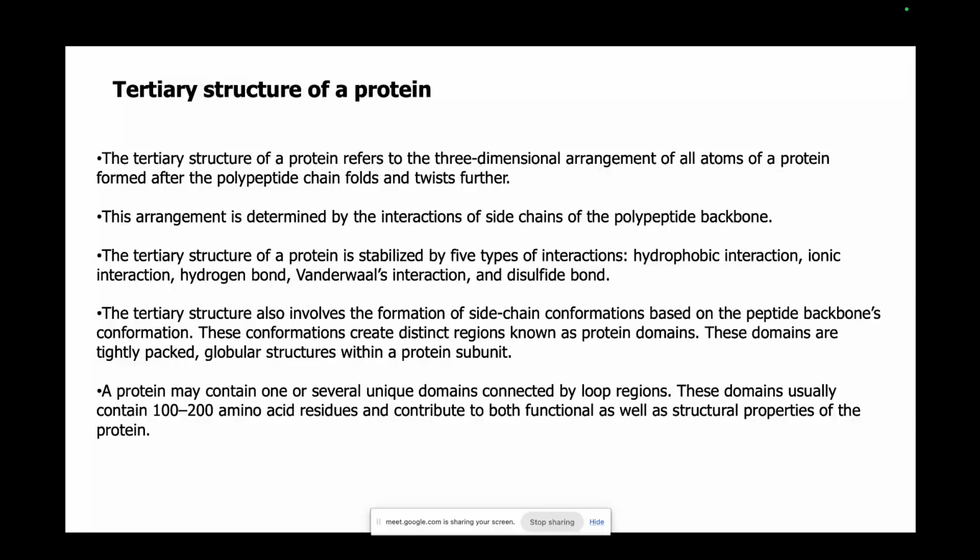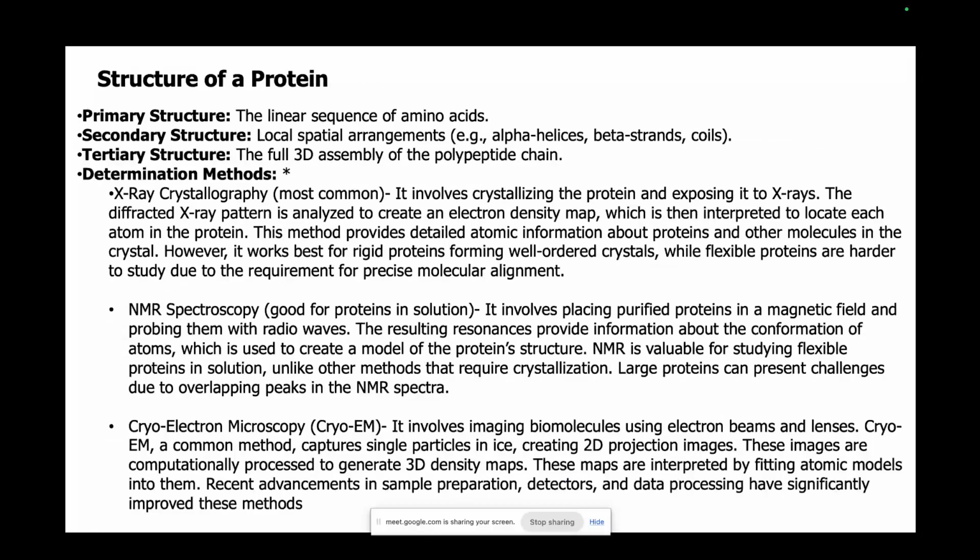Sir, what are the particles exactly which are seen in cryo-EM? Sorry, can you repeat your question? Sir, I'm saying, what are the particles seen in cryo-EM? As in the image that you're capturing? Yes, yes, sir. Okay.